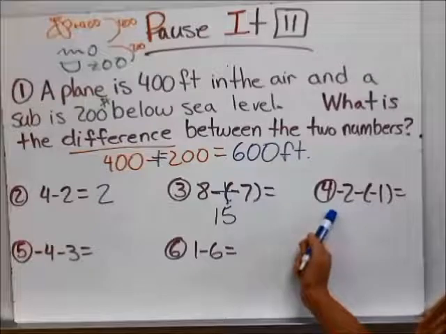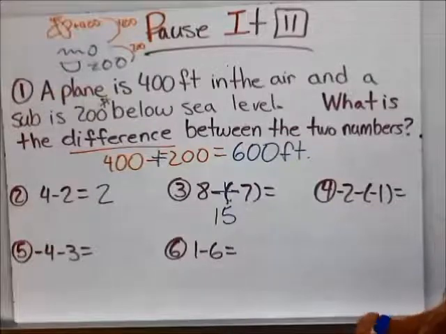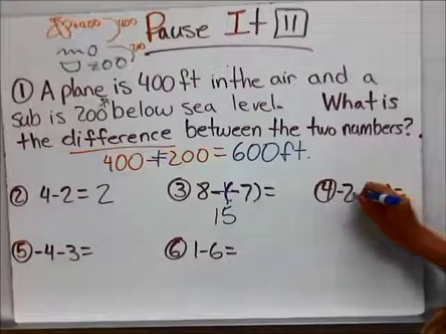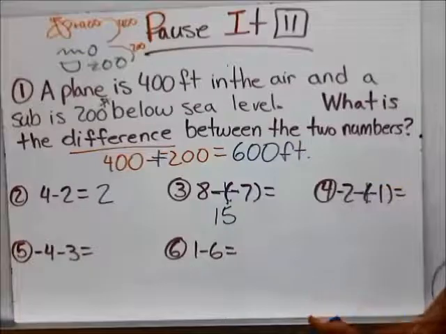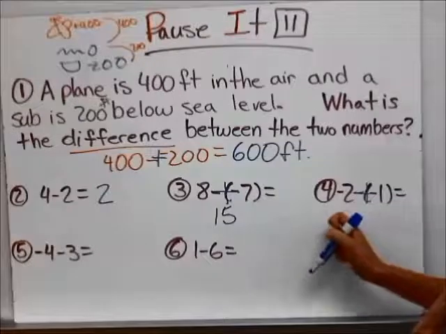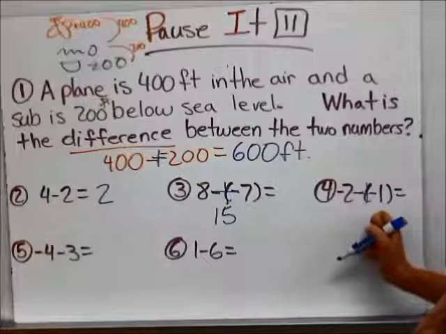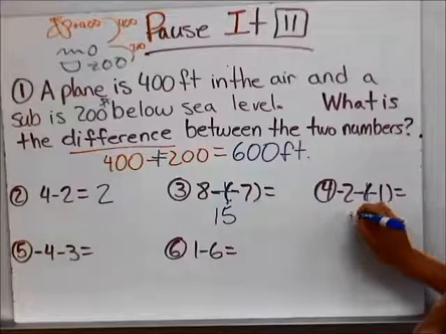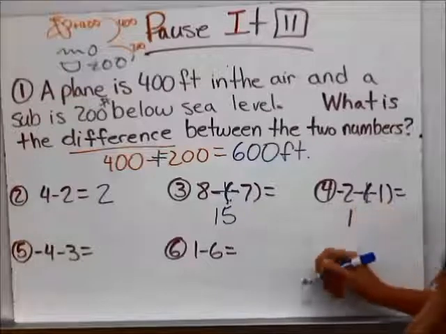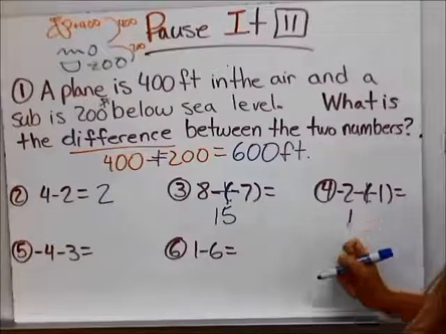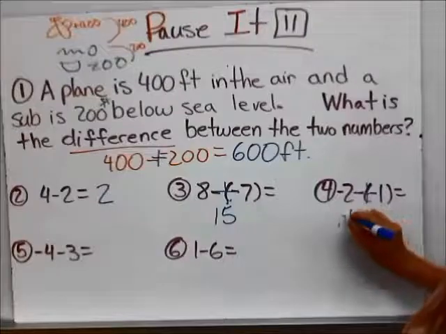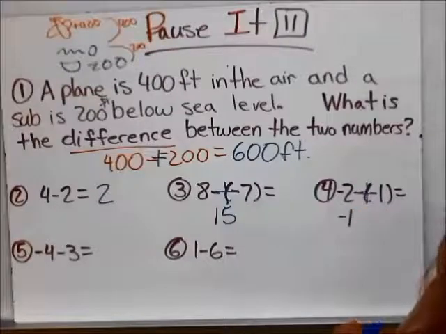Negative 2 minus a negative 1. Again, when you subtract a negative, all that's left is positive. When you take away the negativity, all that's left is positivity. So we have negative 2 plus 1. And if we owe $2 and we have $1, then we still owe $1.